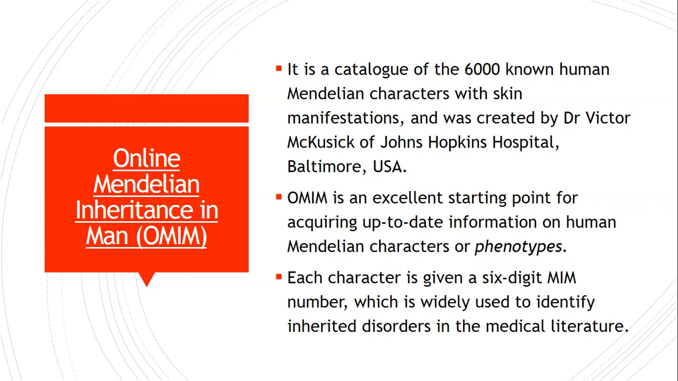OMIM is an excellent starting point for acquiring up-to-date information on human Mendelian characters or phenotypes. Each character is given a 6-digit MIM number, which is widely used to identify inherited disorders in medical literature. So this is important in cataloging the diseases and in keeping a record, because these 6-digit numbers will be uniform throughout the world.